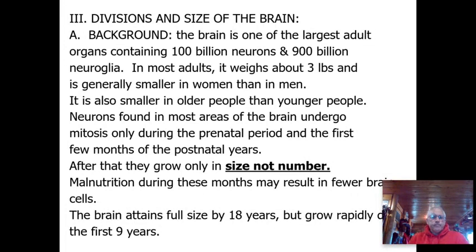The brain, real quick here, is one of the largest adult organs. It weighs about 3 pounds. There's 100 billion nerves, which we call neurons, and 900 billion neuroglia, which are branches. I'll show you that in the next video.